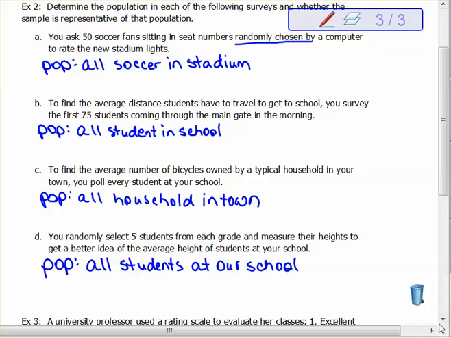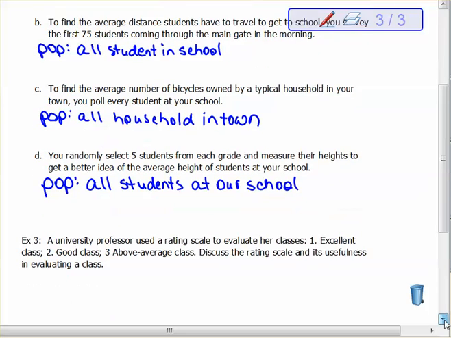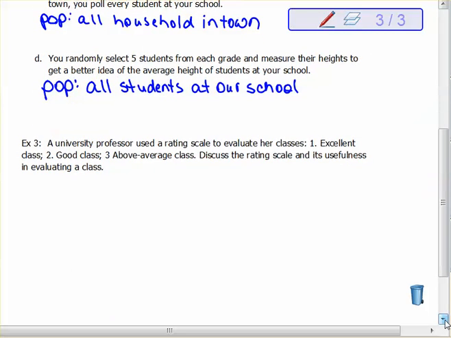I hope that you're getting a better idea of the difference between population and sample and what represents a good sample also. Finally, here we have a university professor who used a rating scale to evaluate her classes. Excellent class, number 1. Number 2, good class. Number 3, above average class. Discuss the rating scale and its usefulness in evaluating a class.